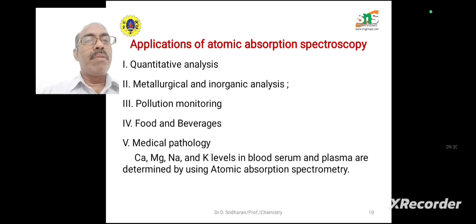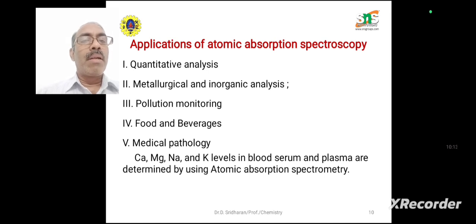The applications of atomic absorption spectroscopy. Here we can understand the quantitative analysis: how much concentration of a particular element is present, and metallurgical and inorganic analysis. This kind of analysis is very useful in the mining industry. That means the mining industry gets different ores and determines how much of a particular element they contain. Then pollution monitoring is a very important application.